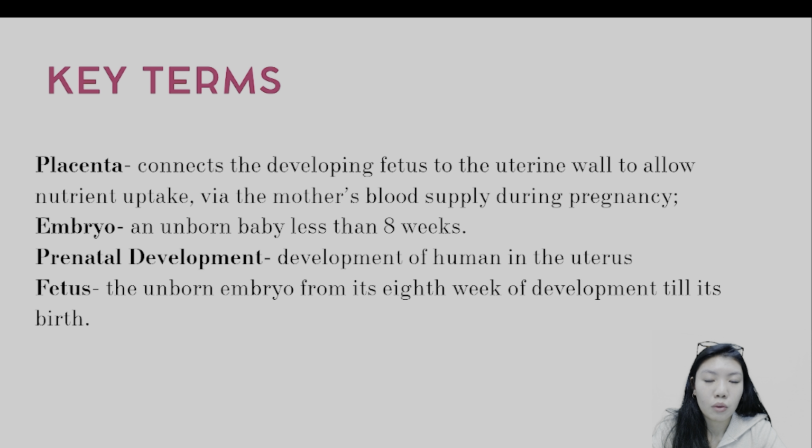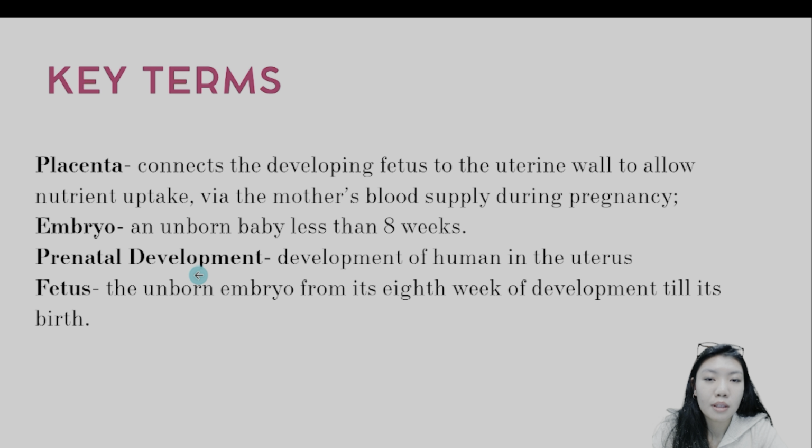Here is the introduction of scientific terms you might know. If you don't know them, please write them down and learn them by heart. First of all, it's placenta. The placenta connects the developing fetus to the uterine wall and allows nutrient uptake, which occurs via the mother's blood supply during pregnancy. The next one is embryo. It's an unborn baby, less than 8 weeks.